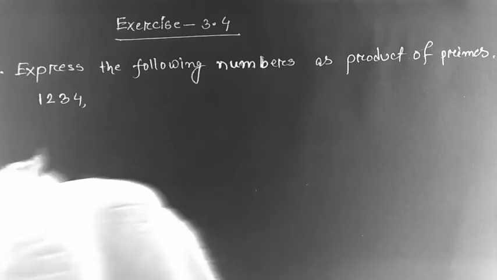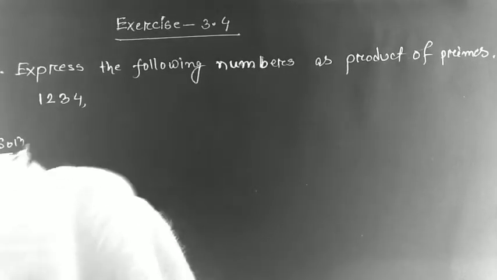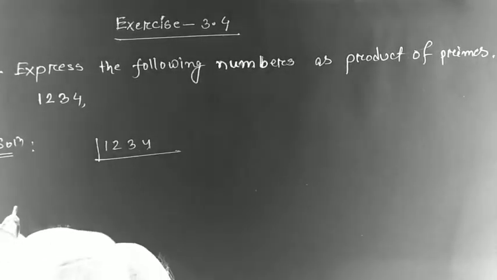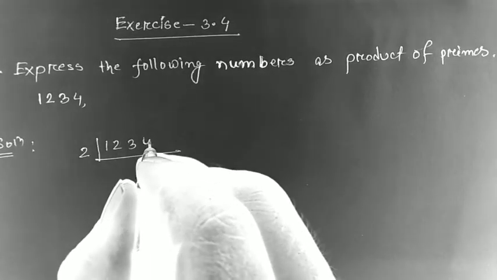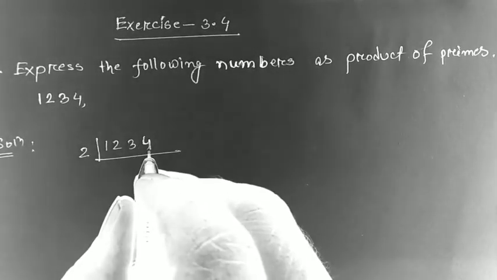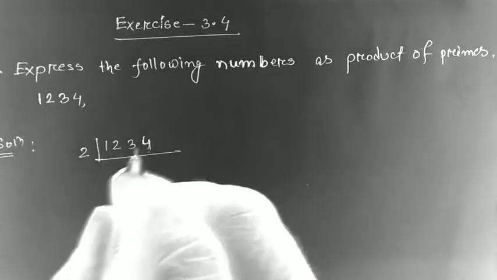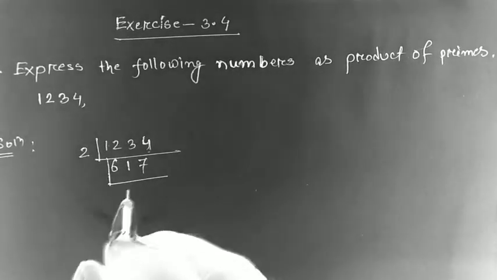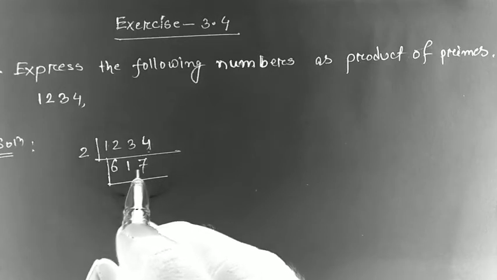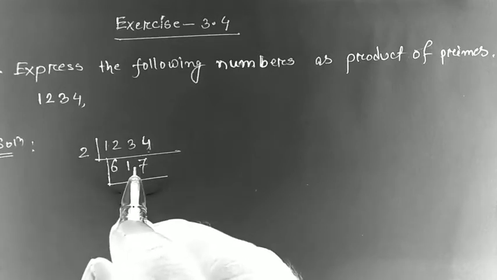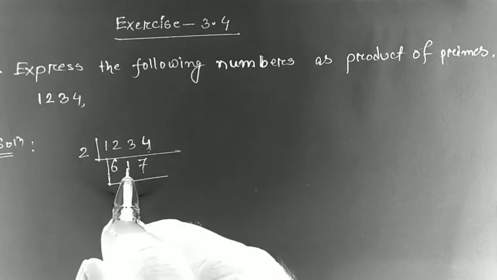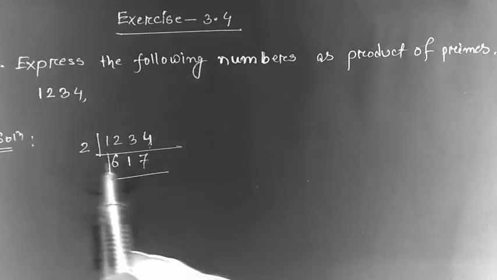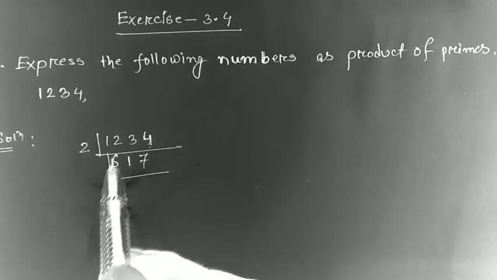So for that we have to divide the given number, 1234. First of all, it is divisible by 2, as in the unit place there is 4. So dividing by 2 gives 617. Next, 2 does not divide 617. So let's see what number divides 617. 3 does not divide it. If we check in this way, no other number divides 617.